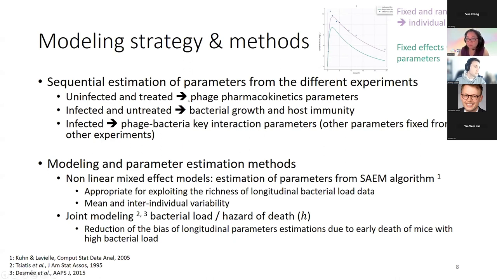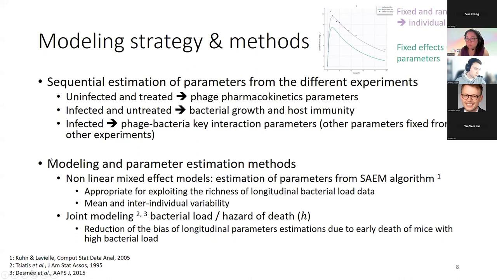And then from the infected mice, we had the key parameters, which were the phage-bacteria interactions, with some other parameters from the previous experiments fixed, and only estimating now the phage-bacteria key interaction parameters.